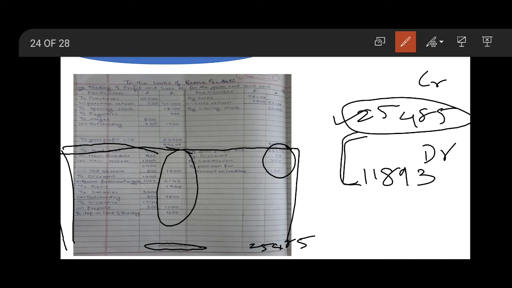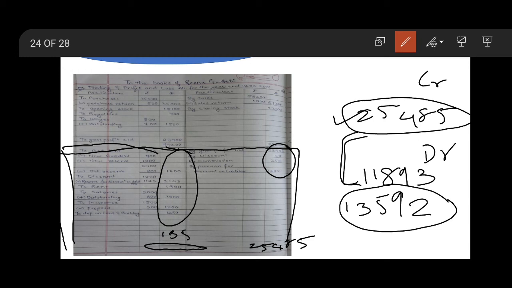Deduct this and you will get the difference as 13,592, which is treated as net profit. Here you will write 13,592 and write it as to net profit carried down. This net profit is divided between two partners, that are Reena and Aarti. I'll show you how to divide this. 13,592 is our net profit, and our profit sharing ratio is 5:3.